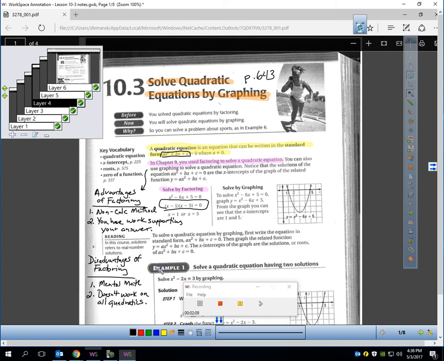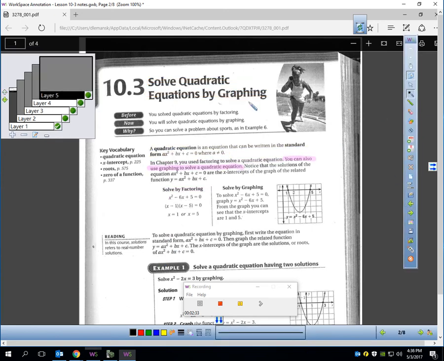Factoring does have some disadvantages. Obviously, your mental math has to be strong to execute it quickly. And another disadvantage of factoring, it doesn't necessarily work on all quadratics, okay? Again, if I can't figure out what times what's 5 and adds up to negative 6, I might not be able to have an answer. So there is another method to solving a quadratic. We can also graph it.